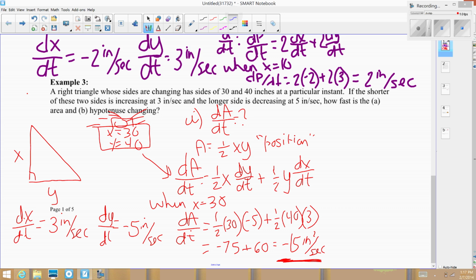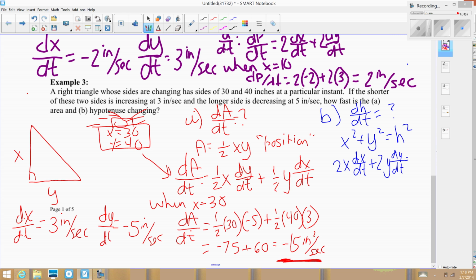All right, let's try the second problem. This time, how fast is the hypotenuse changing? So we're going to find dH dt. My position equation, or my first one, is x squared plus y squared equals h squared. Then taking the derivative, 2x dx dt plus 2y dy dt equals 2h dh dt.